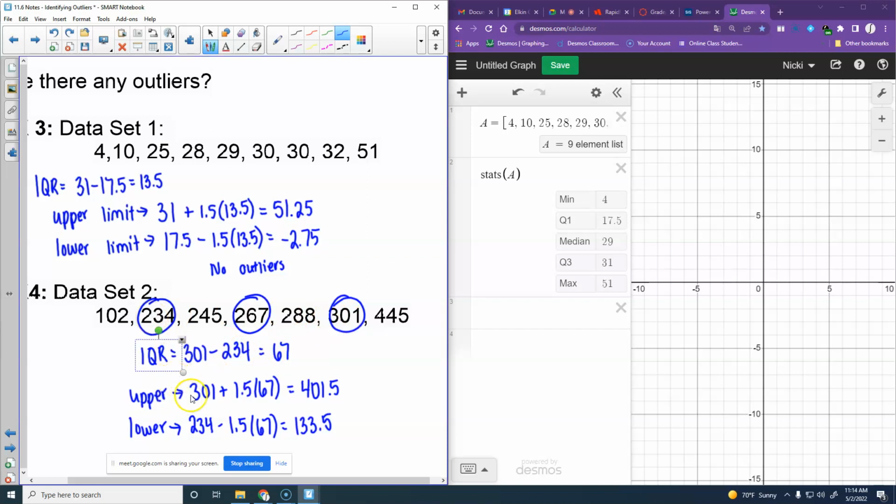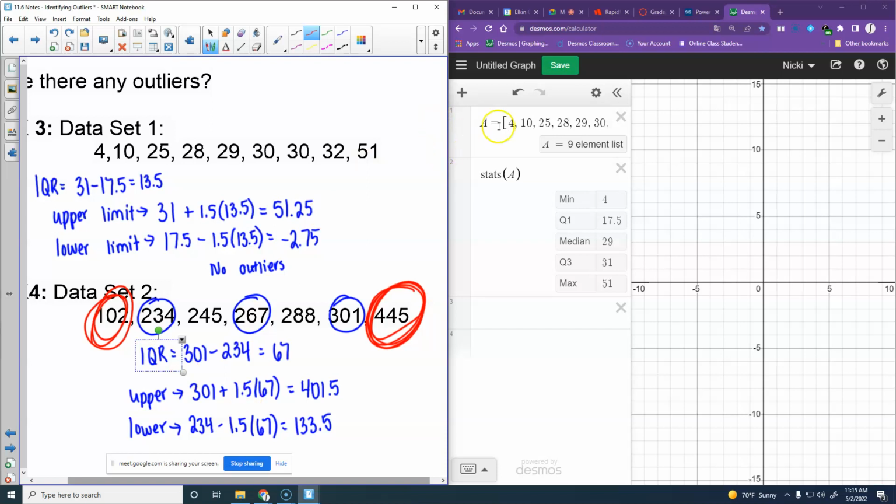So upper limit is 301 plus 1.5 times 67, which is 401.5. Do we have any upper outliers? Yes. 445 is an outlier because it is bigger than 401.5. All right, for our lower limit, we're going to do 234 minus 1.5 times 67. It gives you 133.5. Do you have any lower outliers? We also have a lower outlier here for 102.